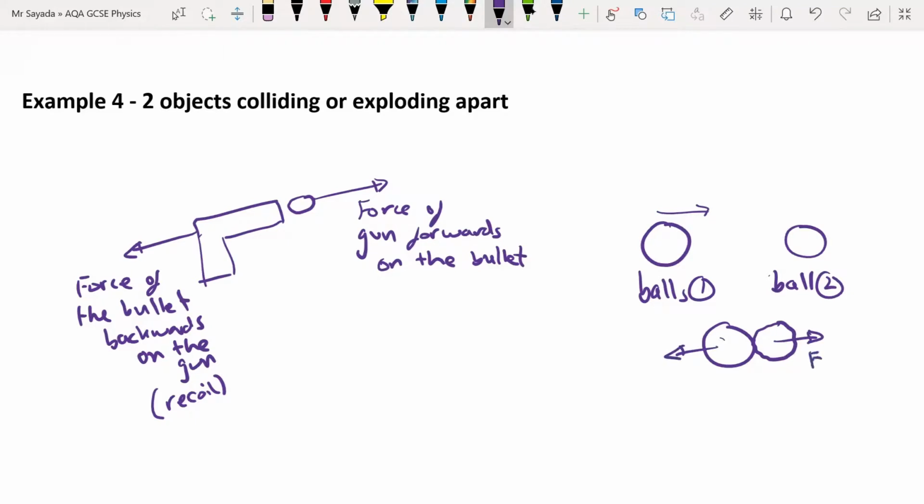So this over here is the force of ball one on ball two. Notice it's a force to the right. What will be this other force that I've labeled here? Say your answer to the video.